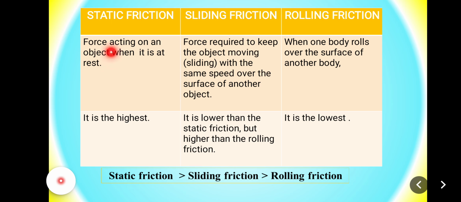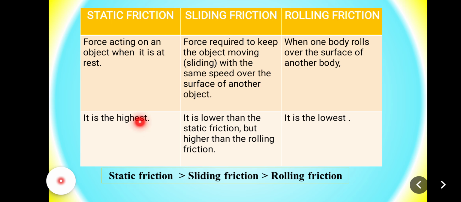Static friction is the force acting on an object when it is at rest. Sliding friction is the force required to keep the object moving with the same speed over the surface of another object, and rolling friction is when one body rolls over the surface of another body.